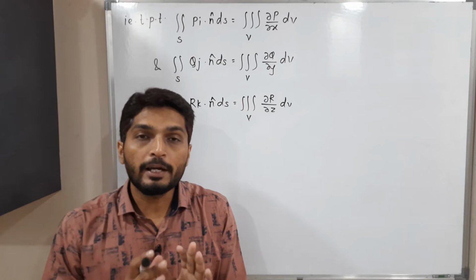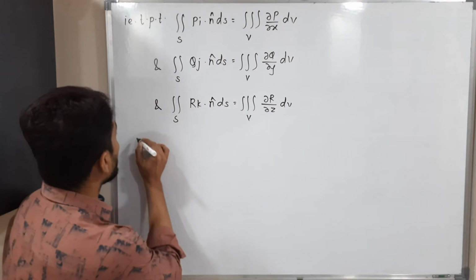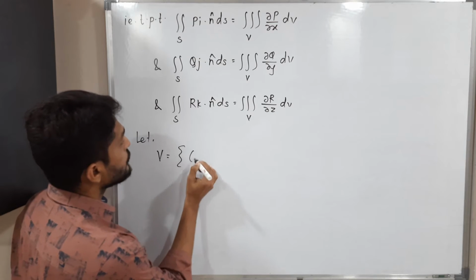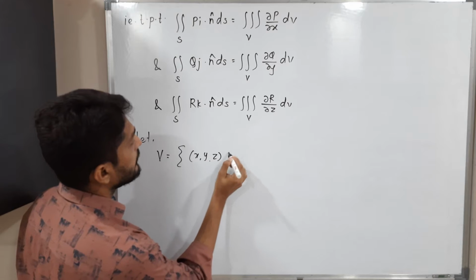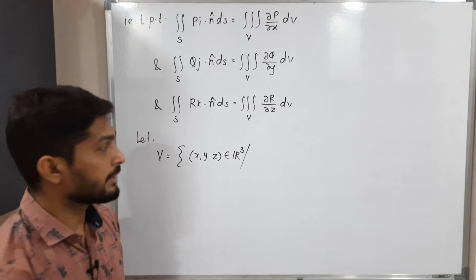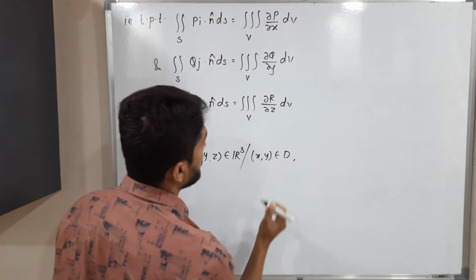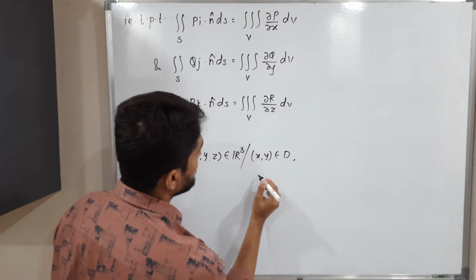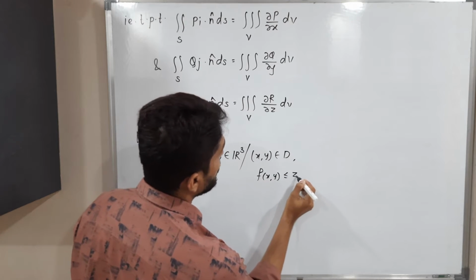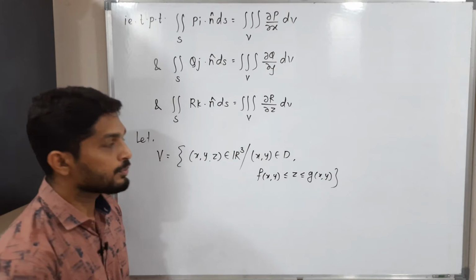Okay, so now what will I do? I am going to define the given region V in this way. Let V be equal to, so we have a region in R3, so we should mention it this way: (x, y, z) belongs to R3 such that (x, y) belongs to D, and f of xy is less than or equal to z, which is less than or equal to g of xy. Okay, so in this way we have defined V.